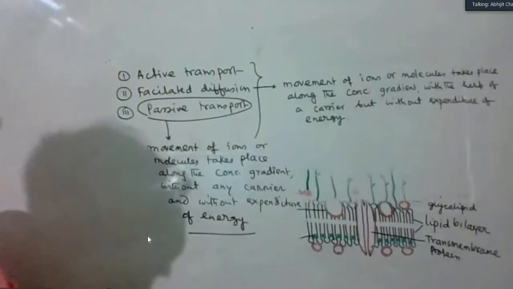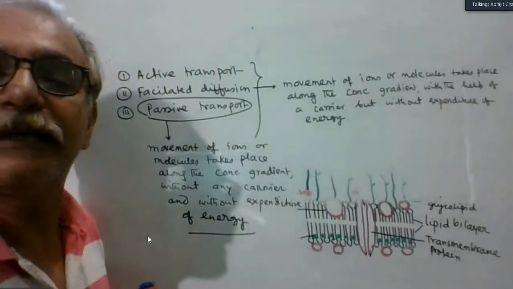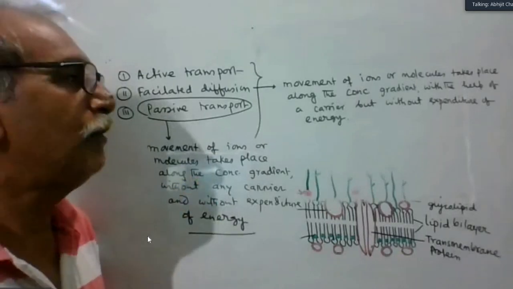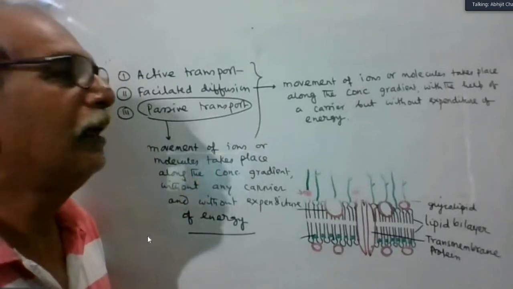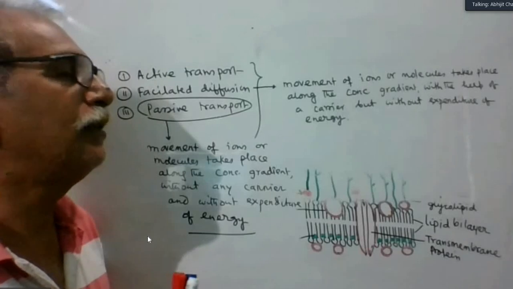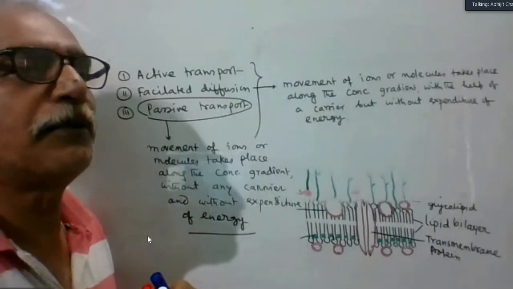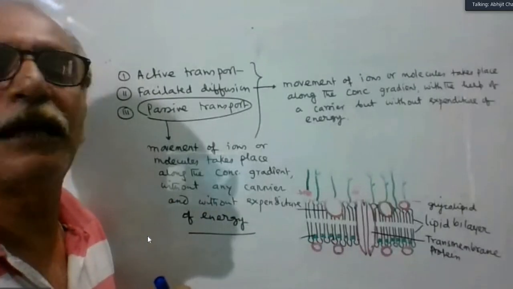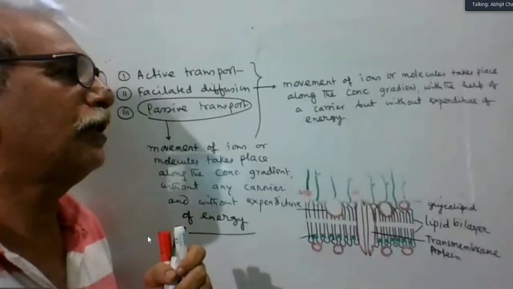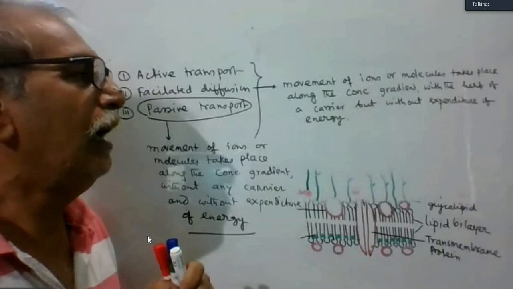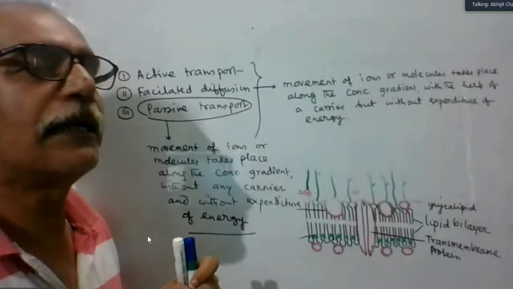Movement of ions or molecules takes place along the concentration gradient, similar to passive transport, but with the help of a carrier and without expenditure of energy. So in two parameters, it is similar to the passive one: movement occurs along the gradient, from higher concentration to lower concentration, and no energy is required.